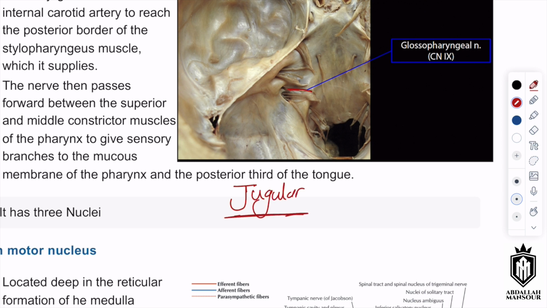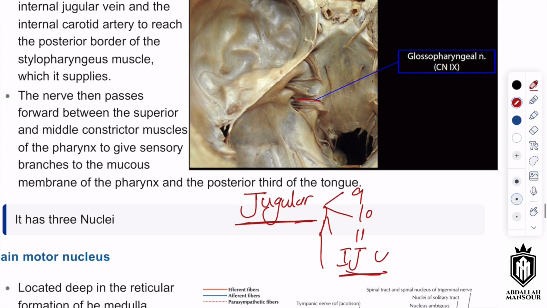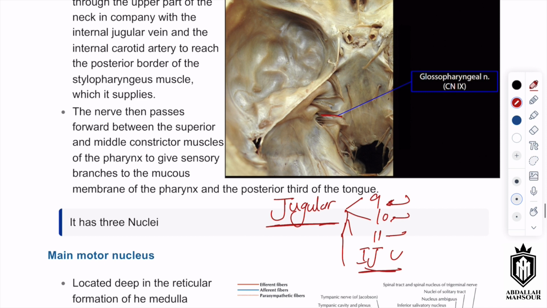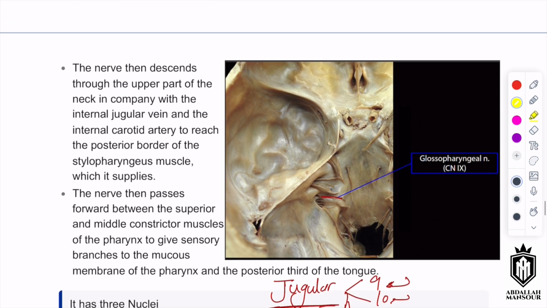So this is the glossopharyngeal nerve. I think I mentioned in the previous lecture that the jugular foramen contains the 9th, 10th, and 11th cranial nerves and the internal jugular vein. So it leaves through the jugular foramen accompanied by the 10th, the 11th, and the internal jugular vein, and also the common carotid artery at the end. Then the nerve descends in the neck, accompanying the internal jugular vein and the internal carotid artery inside the carotid sheath, and reaches the stylopharyngeus muscle.